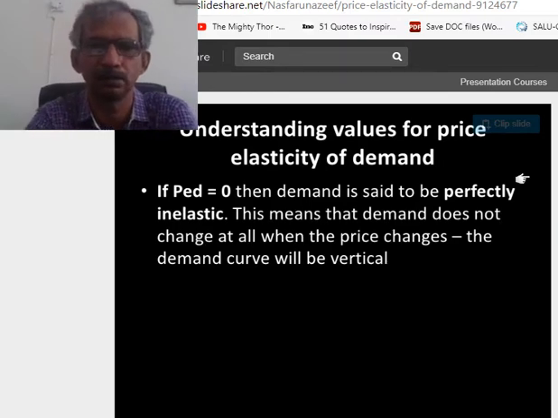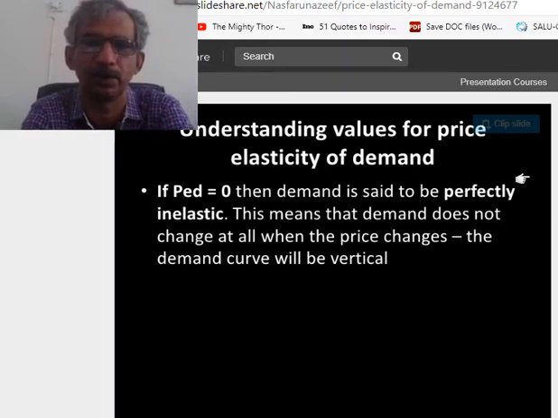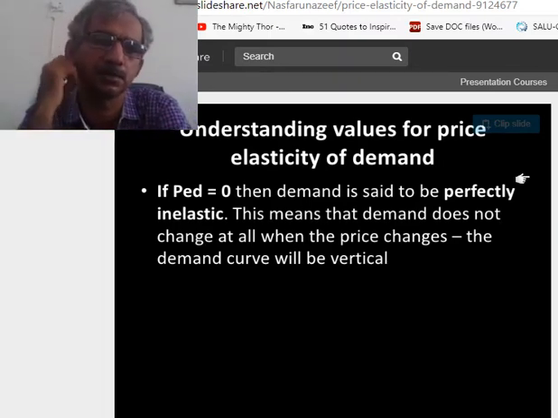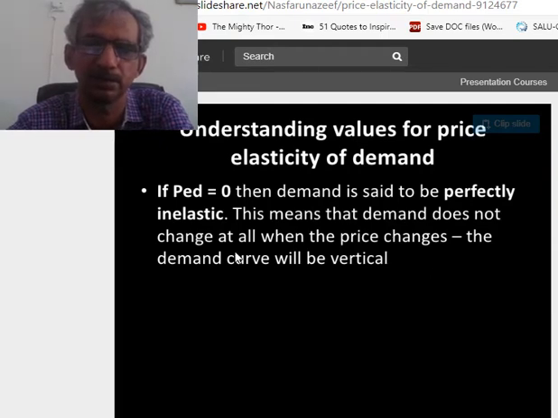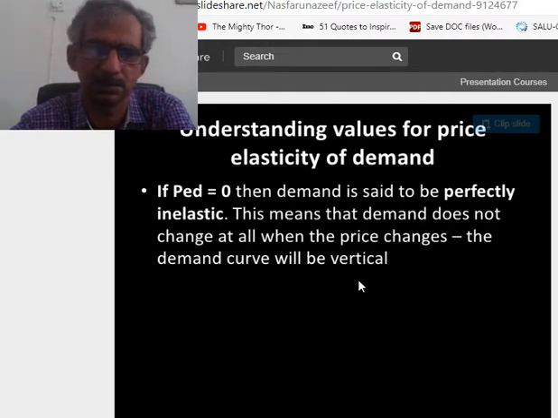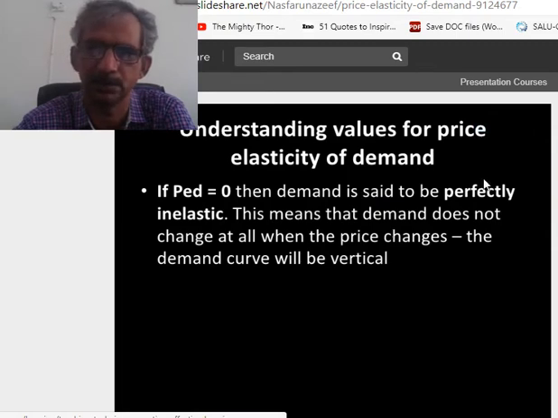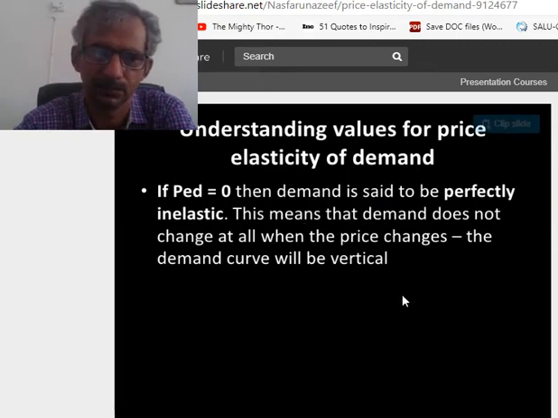So, understanding values for price elasticity of demand. If price elasticity of demand is equal to 0, then demand is said to be perfectly inelastic. This means that demand does not change at all. When the price changes, the demand curve will be vertical. Whenever the price is changing, there is no change in the quantity demanded.